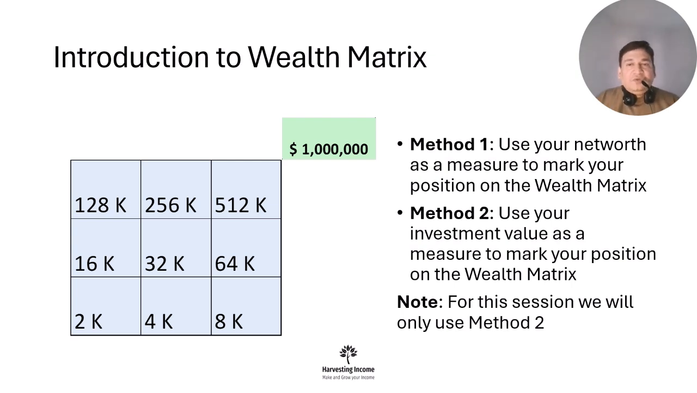There are two ways of using it. I'll just explain method one and method two. In method one, you're using your net worth as a measure to mark your position on the matrix. For example, if your net worth is $256,000, you're on the top middle, 256K. If your net worth is $16,000, you are in the second row, the middle row, in the 16K box.